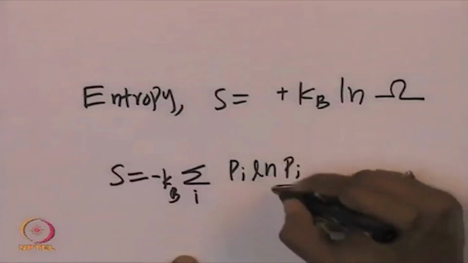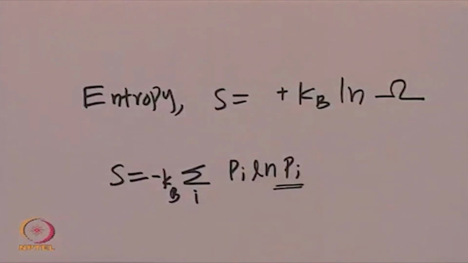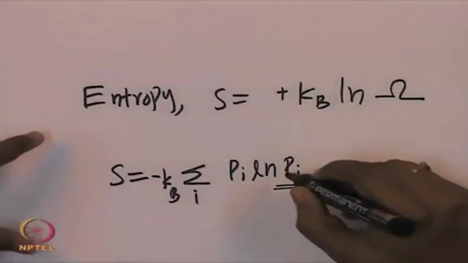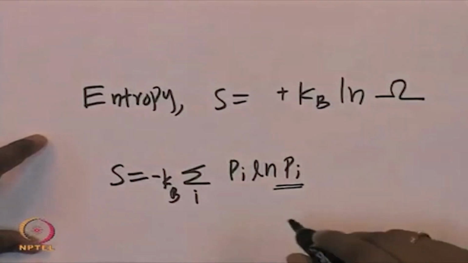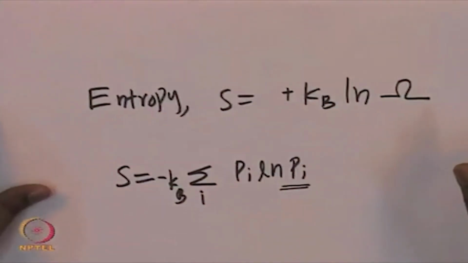Then you can ask the question, what is the probability to be in a particular state i? We will discuss this today, but if you know this or this, we can calculate entropy according to this formula. Now, let us think a bit about the probability to be in a state.